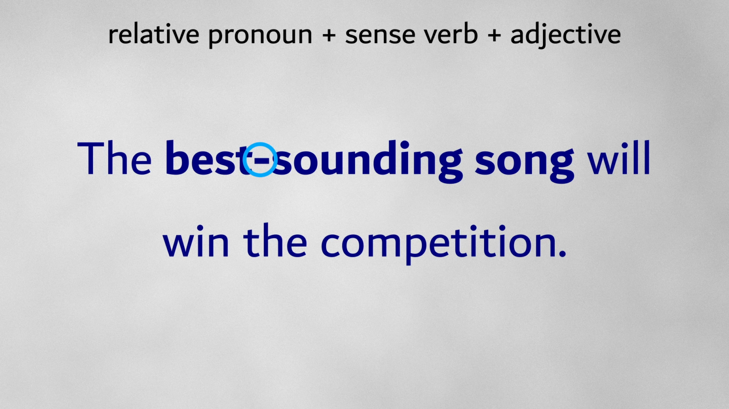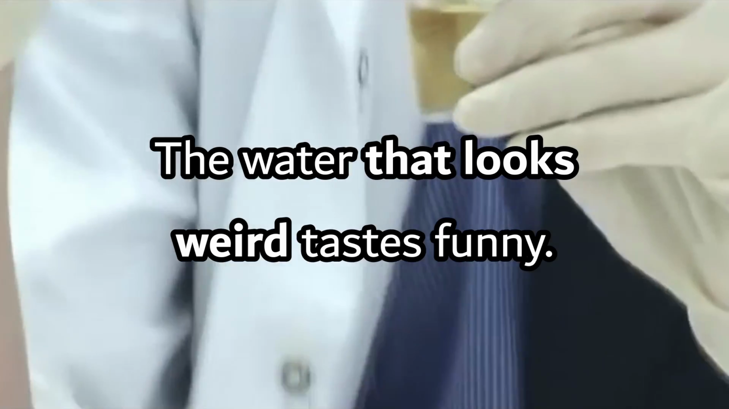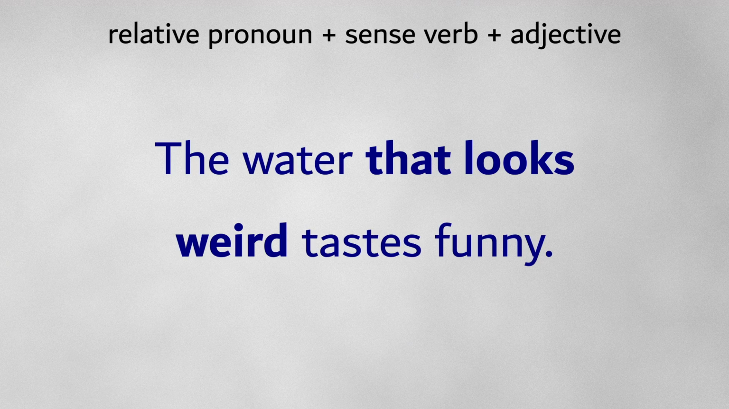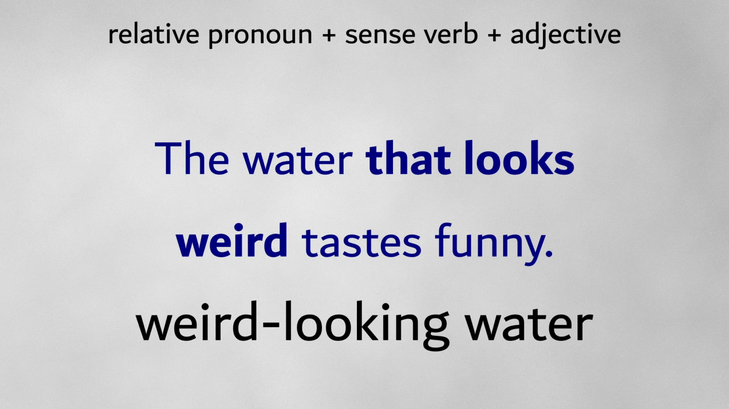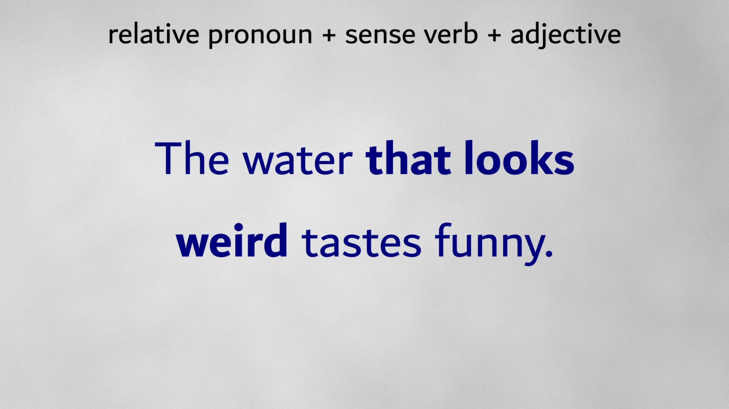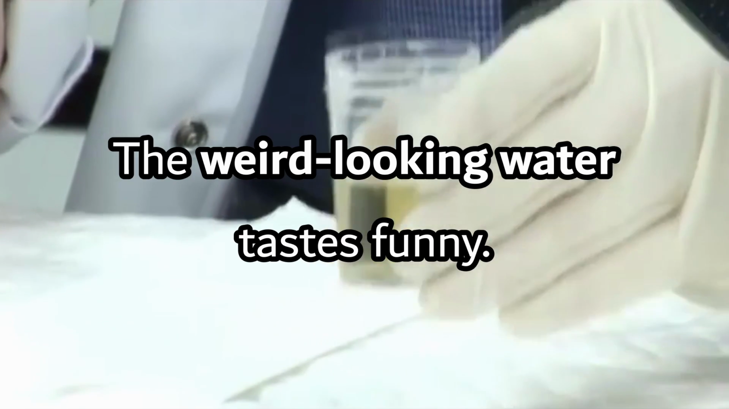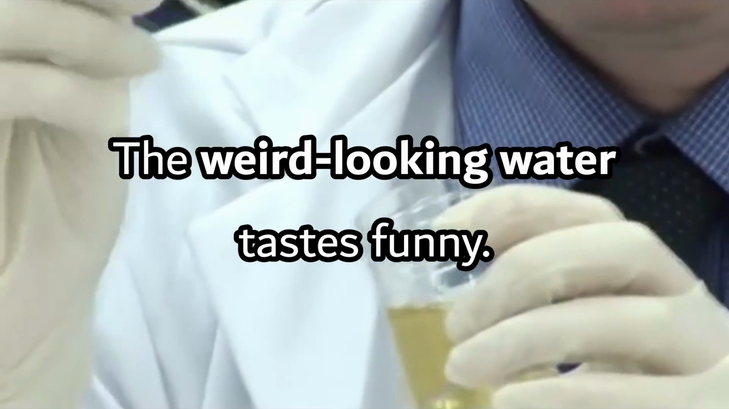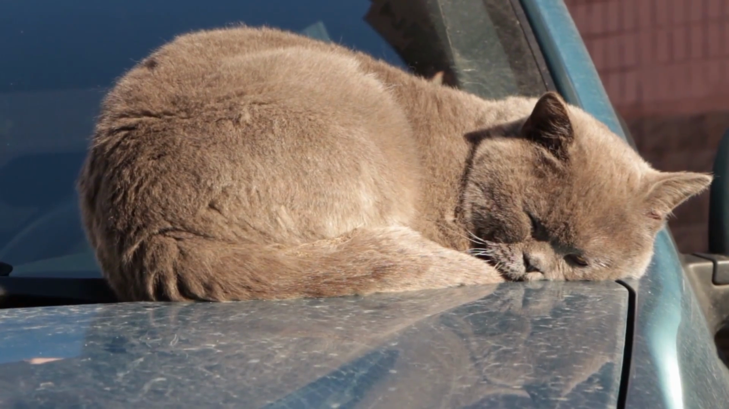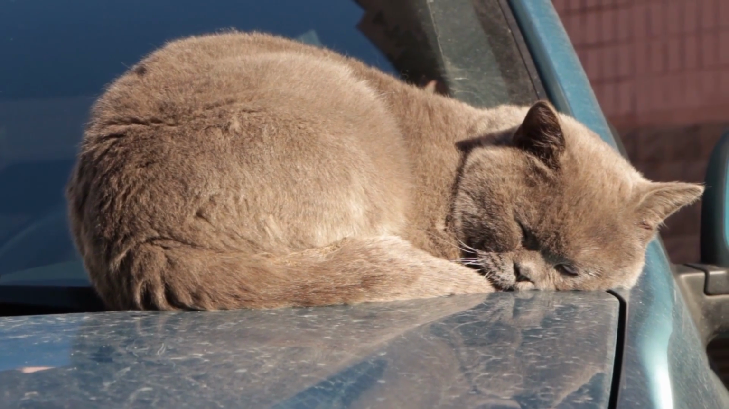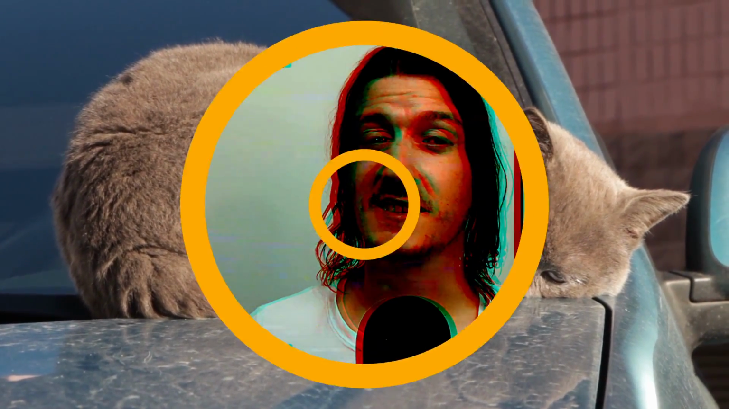Another example could be, the water that looks weird tastes funny. Again, here we take the adjective weird and join it to the present participle of the sense verb, so looking, and then place it before the noun. So the new sentence is, the weird looking water tastes funny. So now I can sleep easy knowing I've covered everything. Let's get back to the video.